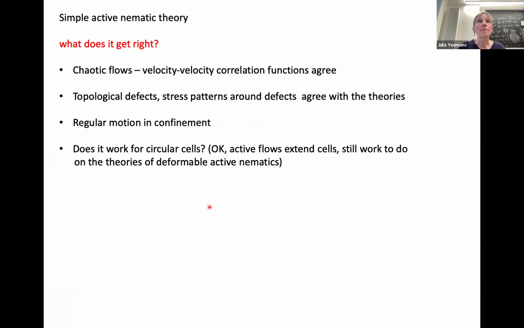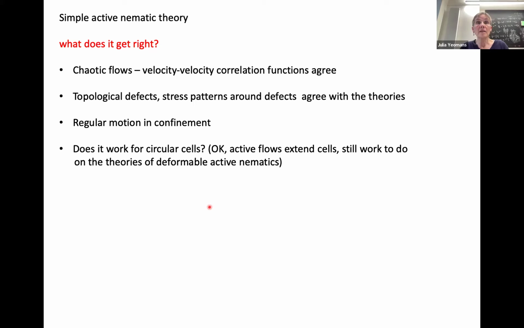So what's going on? Let's try and think about these cells in terms of simple active nematic theory. Let's start by asking what it gets right. Well, you do get chaotic flows, and there's quite a lot of evidence that they are like active turbulence. The velocity-velocity correlation functions agree between the simulations and what's happening in the cells. If you find the topological defects, if you measure the stress around the defects in experiments, it agrees very nicely with the theories. And these defects have been found all over the place now in biological systems.